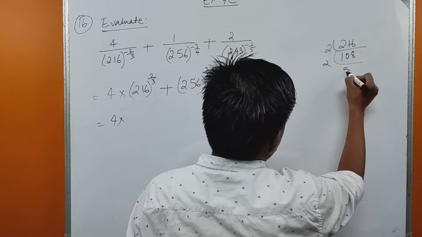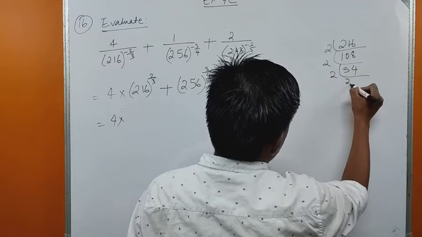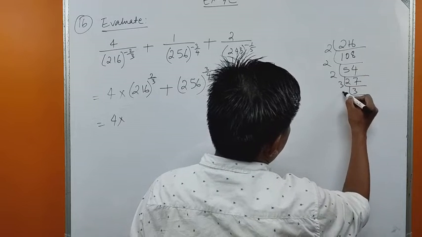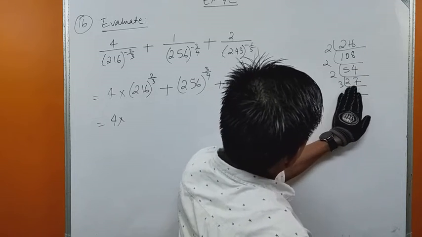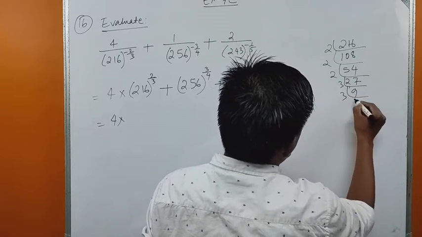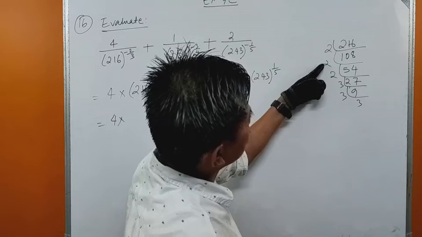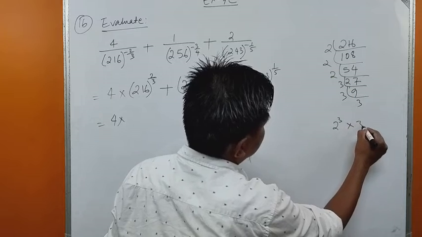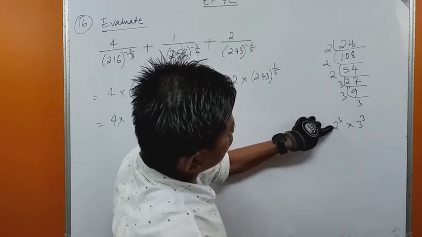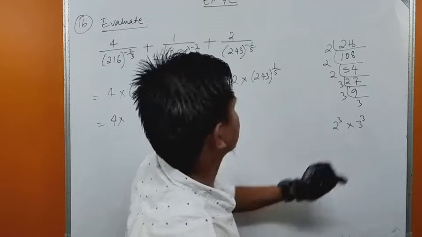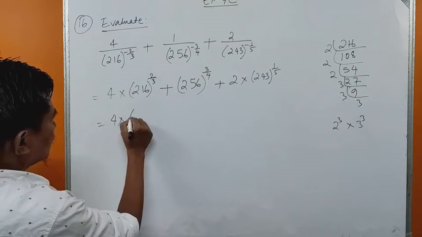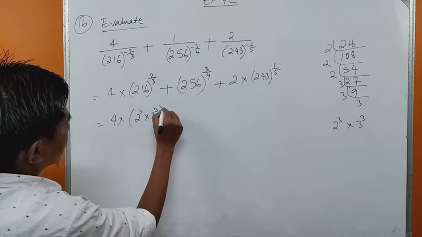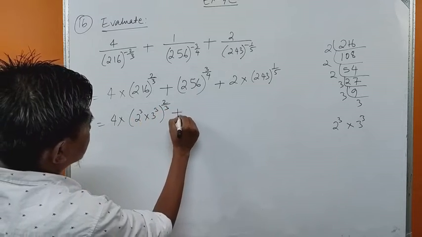Now 2 5s are 10, 2 4s are 8, 2 2s are 4, 2 2s are 4, 2 7s are 14, 3 3s are 9, 3 1s are 3. 3 9s are 27, 3 3s are 9. Okay, so we have 2 into 2 into 2 into 3 into 3 into 3. This means 2 cubed into 3 cubed, isn't it? So 216 means 2 cubed into 3 cubed whole to the power 2 upon 3 plus 256.